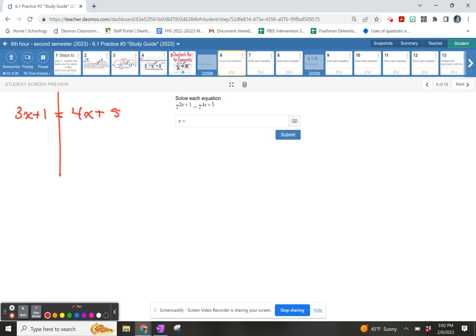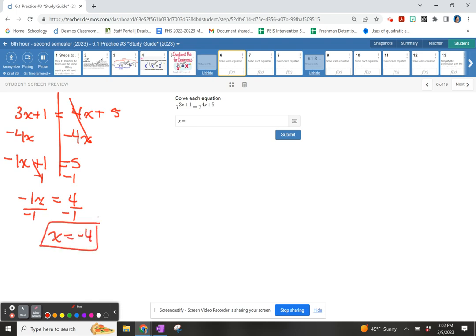You want to draw your wall. I always choose the x first. You don't have to. You have to do the inverse operation, which is minusing 4x. And now we have a two-step equation. So then we have negative 1x equals 4. And then we have to undo multiplying by dividing. So then we have x equals negative 4.